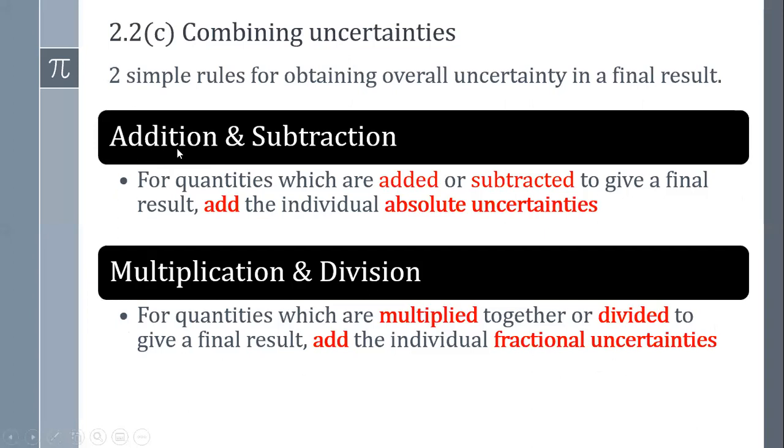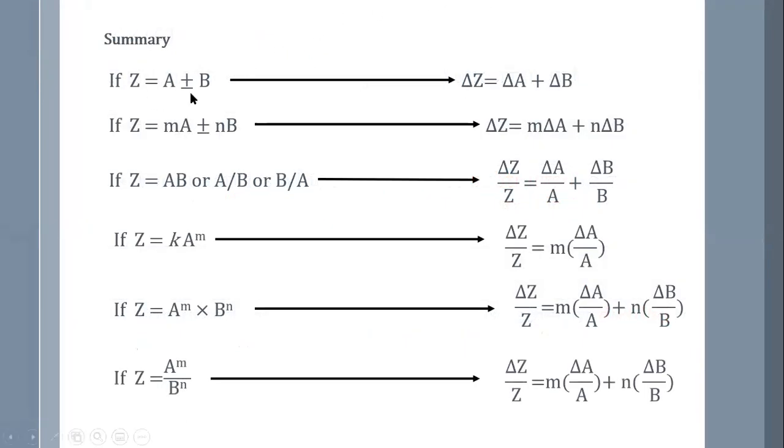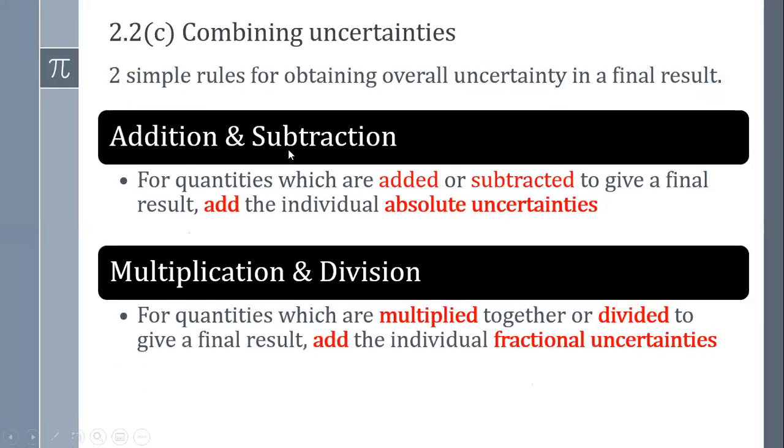So this is combining uncertainty. Combining means B plus C, combining two data, combined to form a new one. Addition, subtraction, always like B plus C, changes of B, changes of C, just like this diagram. So the first one, Z equals A plus B. The uncertainty of Z is changes of A plus changes of B. This happens for addition and subtraction.